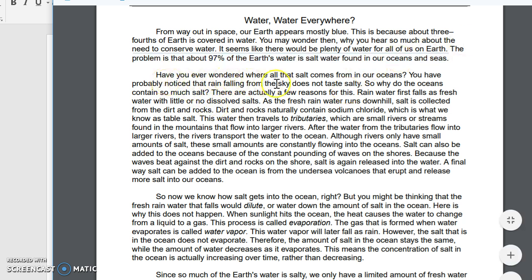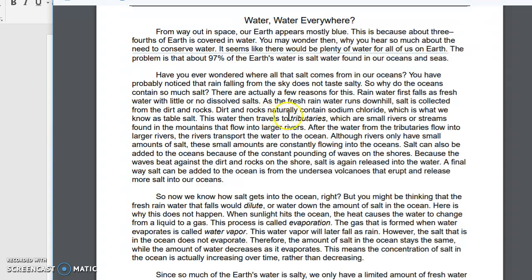Have you ever wondered where all that salt comes from in our oceans? You've probably noticed that rain falling from the sky does not taste salty. So why do the oceans contain so much salt? There are actually a few reasons for this. Rainwater first falls as fresh water with little or no dissolved salts. As the fresh rainwater runs downhill, salt is collected from the dirt and rocks.